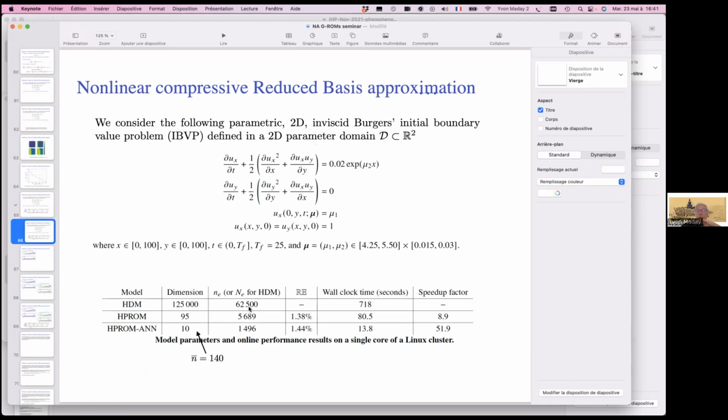62,500 is the number of mesh points. 6,000 is the number of mesh points that are used classically. It's not the empirical interpolation method, but it is a similar one. And it can be even reduced, in the case of this nonlinear compressing reduced basis approximation, to 1,500. Great. Thank you.